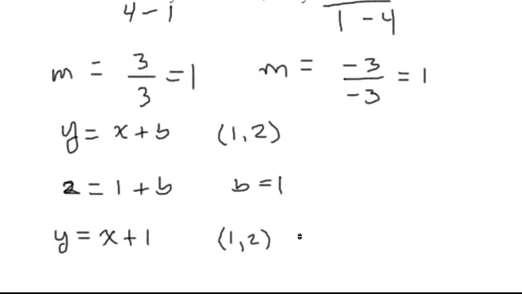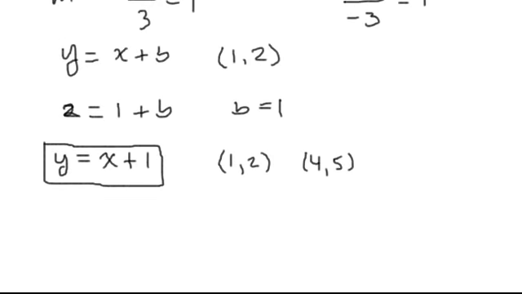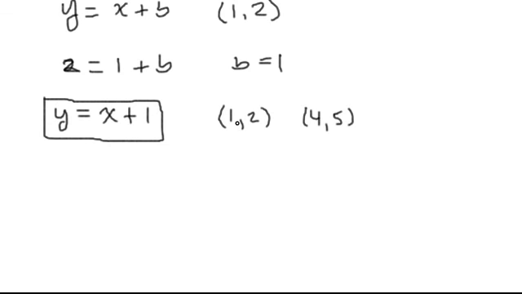So 1, 2 is one of our points, and 4, 5 is the other. If I were to plug 1 into this, 1 plus 1 is 2, so that checks out. Now let's plug 4 in. 4 plus 1 is 5, so that checks out too. So this is the equation that would represent a line passing through the points 1, 2 and 4, 5. Given 2 points, we want to write an equation that passes through both of these points.